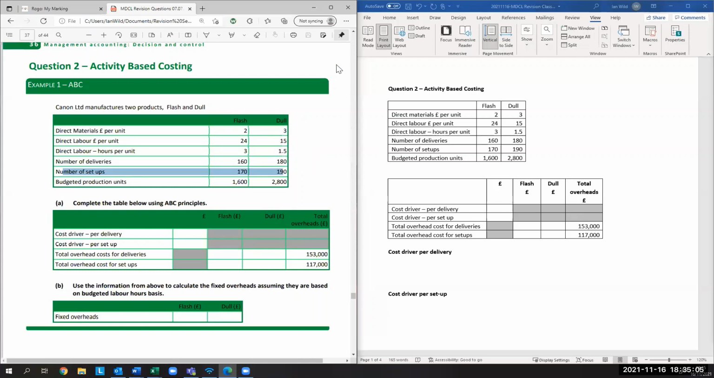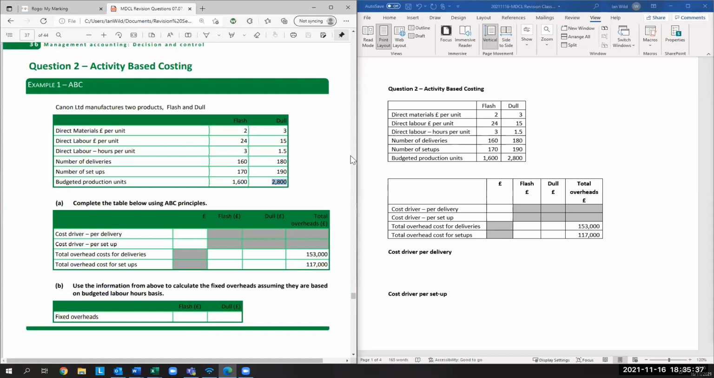Now, this is a very common thing in activity-based costing. Setups relate to the number of times that the machines have to be set up for each individual process. So for Flash, the machines have to be set up 170 times, and Dull have to be set up 190 times. That's an awful lot of setting up. We're then given the budgeted production units, 1,600 units expected for Flash and 2,800 expected for Dull.